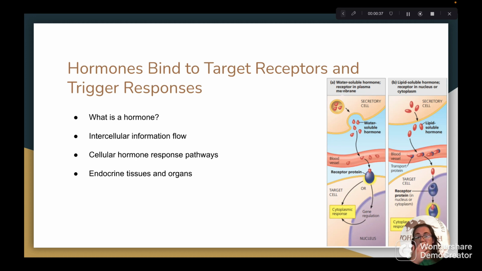Let's talk about the concept of intercellular information flow, starting with the concept of endocrine signaling. Endocrine signaling refers to the processes through which hormones travel through bodily fluids, stimulate responses to outside stimuli, maintain homeostasis, and control growth and development.